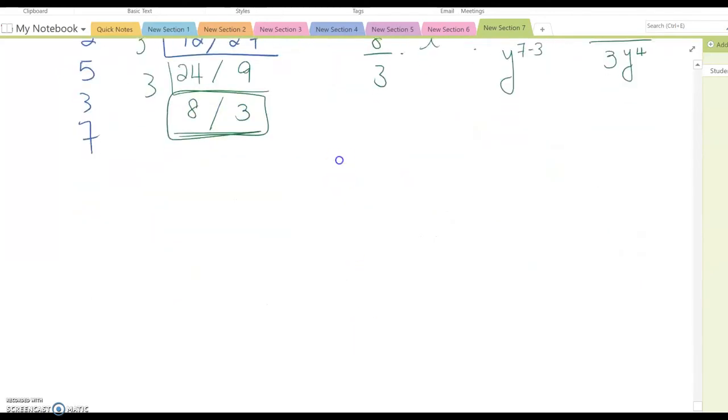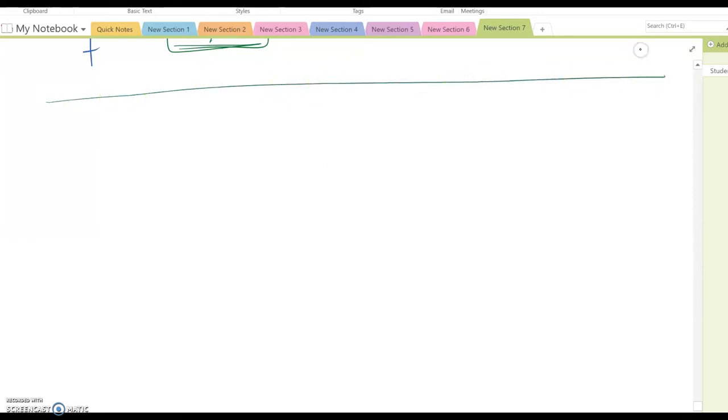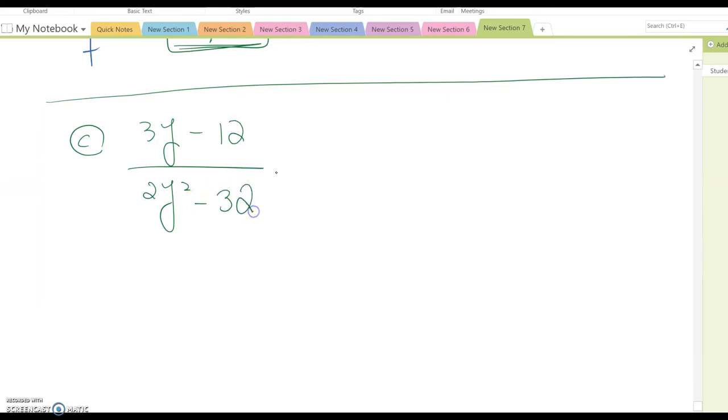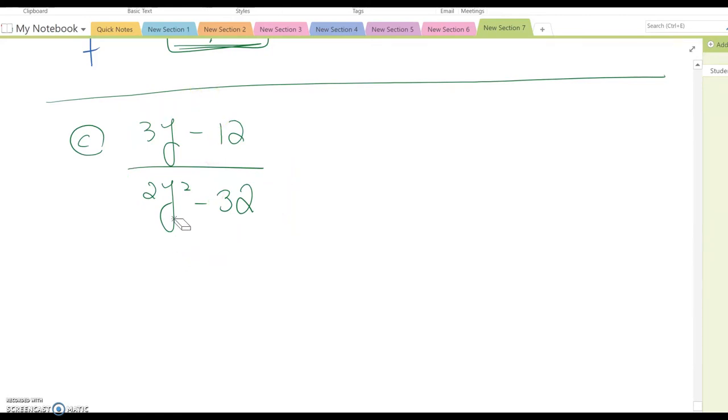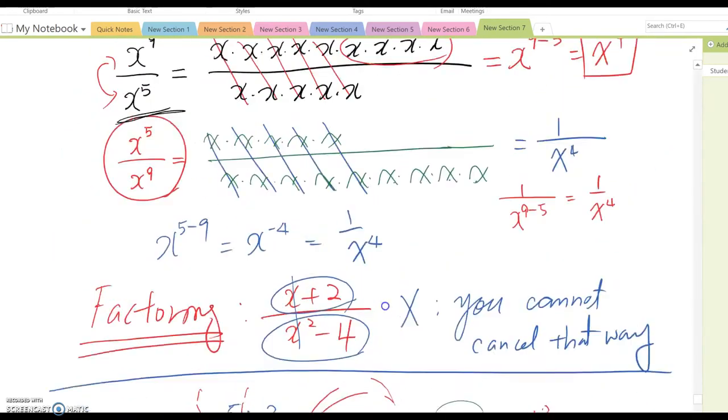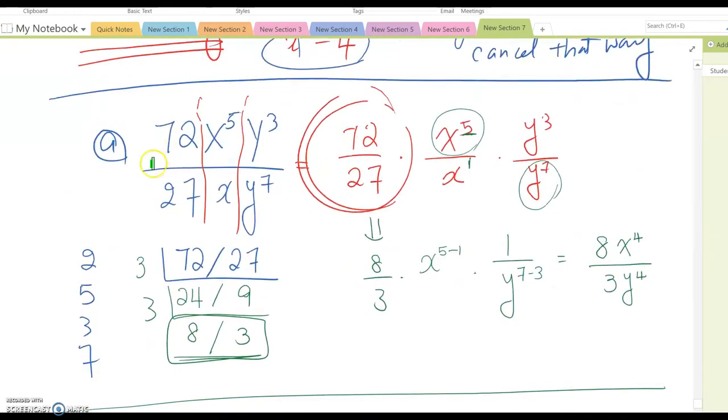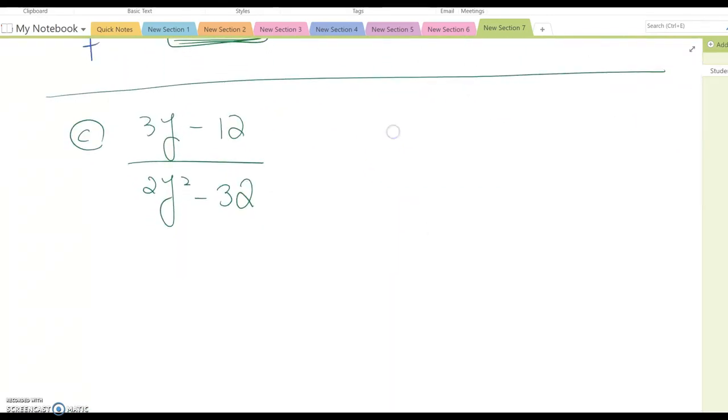Now, the second question: 3y minus 12 over 2y squared minus 32. As I told you before, in this case you cannot just take this term and that term and simplify. There's no way. You need to factor first because they are not monomials. In the previous problem, everything was multiplying each other, monomial over monomial, so you could do so. But this one is not, because it's binomial over binomial. So you must use factoring.